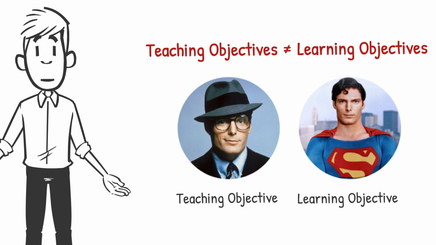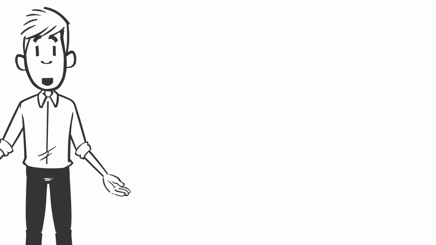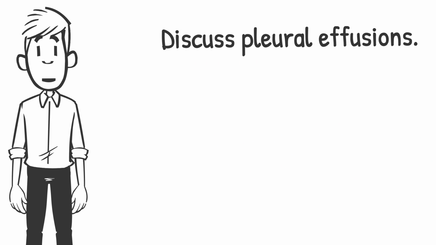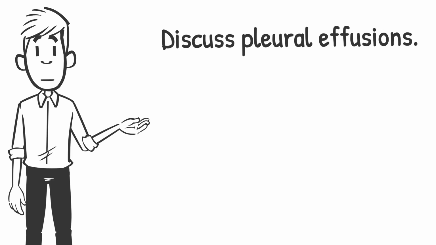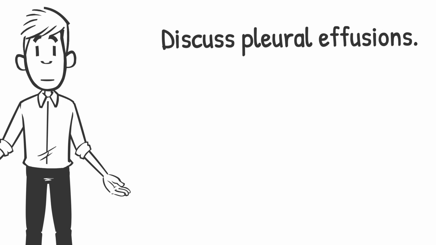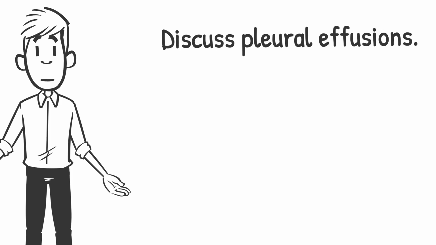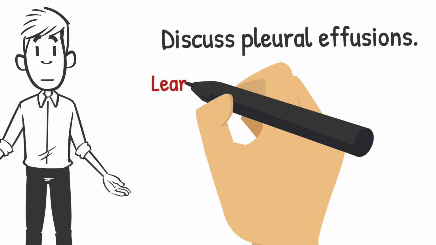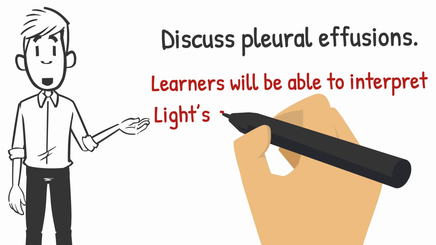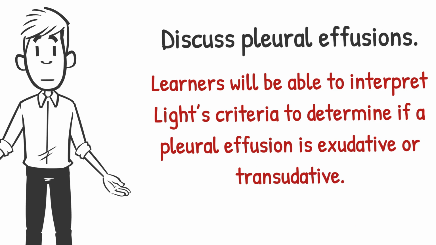And fine, maybe this isn't a great example because Clark Kent is Superman, but you get the idea. Here, take this example of a teaching objective masquerading as a learning objective. Discuss pleural effusions. Okay, great. Talk about and discuss pleural effusions, but what do you want your learners to walk away from that discussion with? The answer to that question is your learning objective. In this example, the learning objective might be, learners will be able to interpret Light's criteria to determine if a pleural effusion is exudative or transudative.